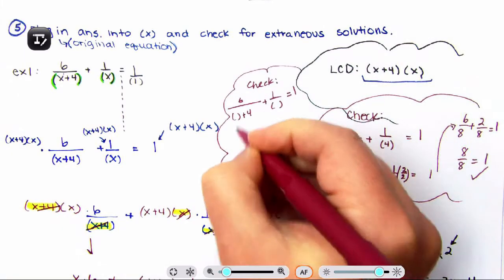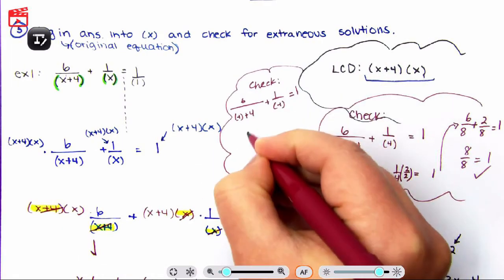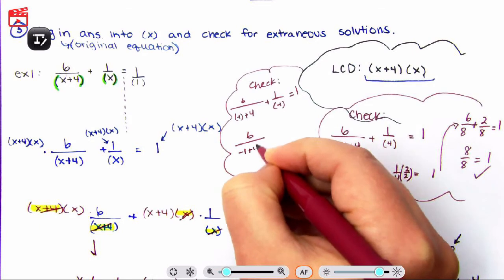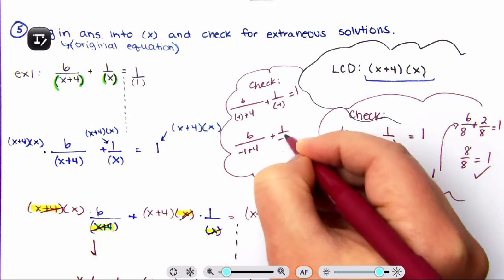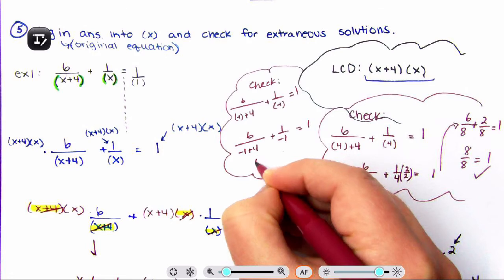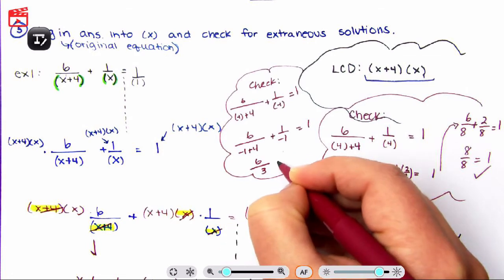This time I'm checking negative 1. So I have 6 over negative 1 plus 4, plus 1 over negative 1. I'm doing that on purpose. So then I have 6 over 3. 6 divided by 3 is 2.